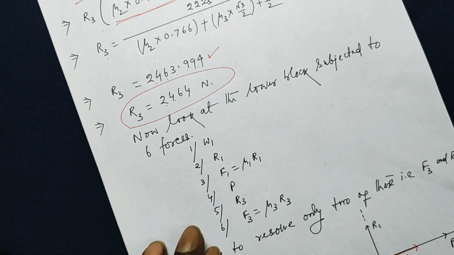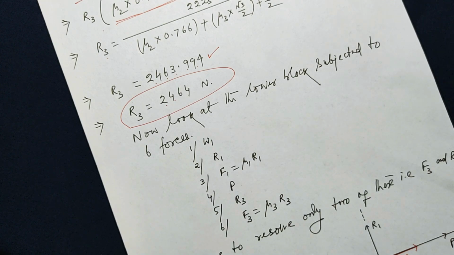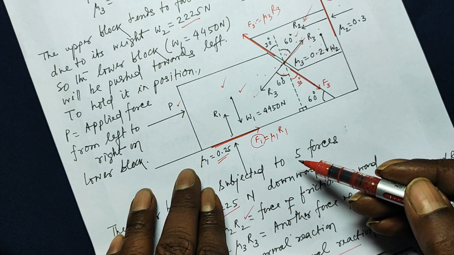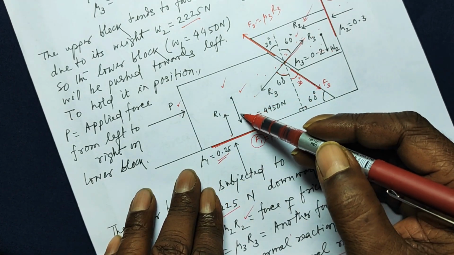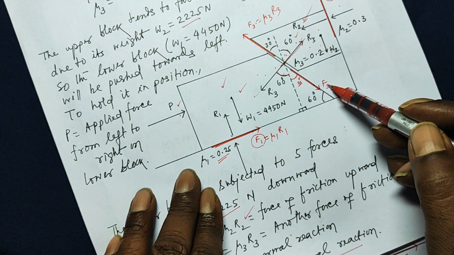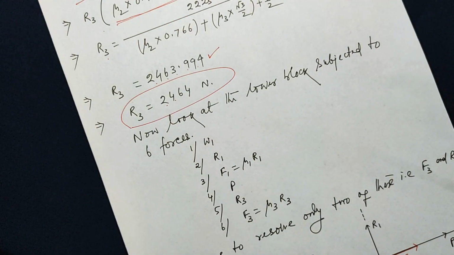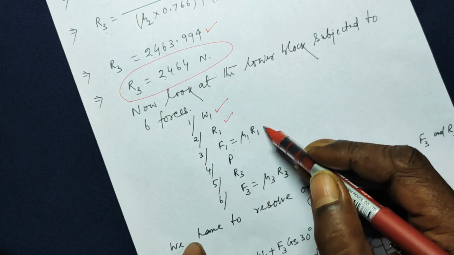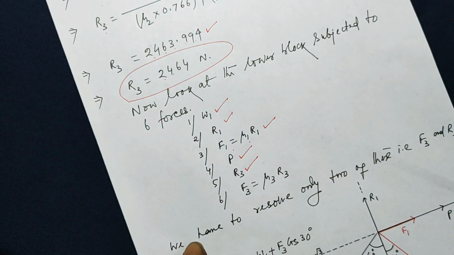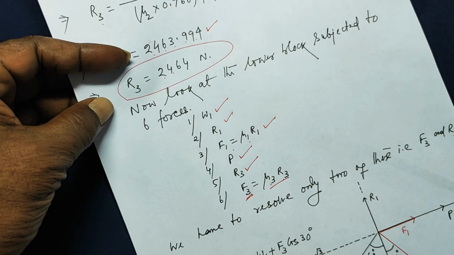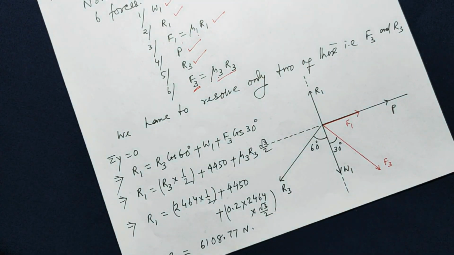Now let us look at the lower block. Let me show you in the original figure, then the redrawn figure. The lower block is acted upon by 6 different forces: 1, 2, 3, 4, 5, and a force of friction F3. So if you look at the lower block, it is acted upon by 6 different forces: W1, R1, F1 which is mu1 times R1, the applied force P, R3, the reaction force between the blocks, and a force of friction F3, mu 3 times the normal reaction. I have not drawn the diagram again.